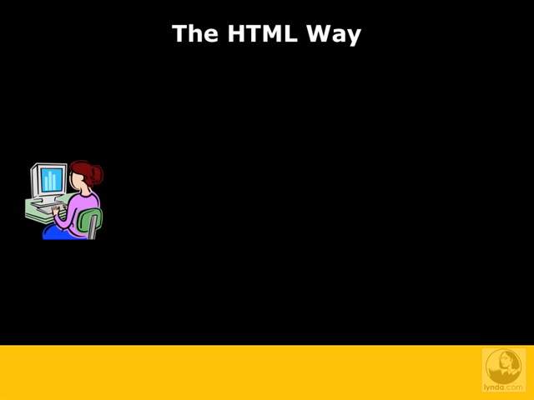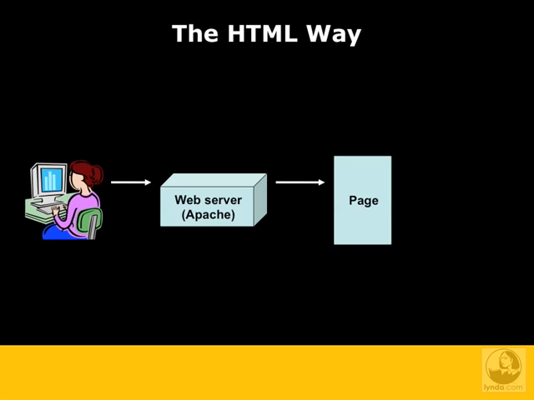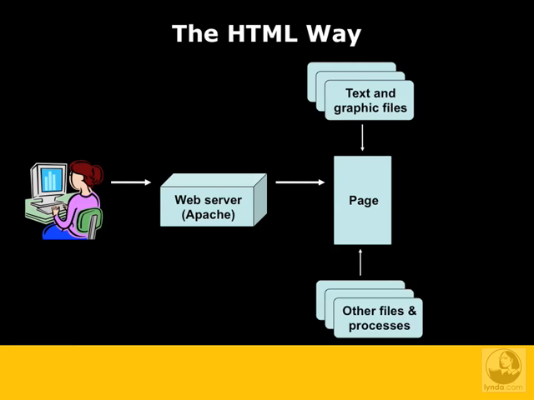Let's start by taking a look at what happens when you try to get a page from an HTML site. There you are sitting at home. You ask for the page, and your request goes to a web server. Usually it's going to be the Apache web server. The web server then delivers a page such as index.html. That page, in turn, will pull together all of the resources that it needs to present something to you. That'll be text and graphics files, and possibly other files and processes. That might, for example, include PHP programs. Once the page has been created, it gets sent back to the web server, which then goes to you and you see it on your web browser.